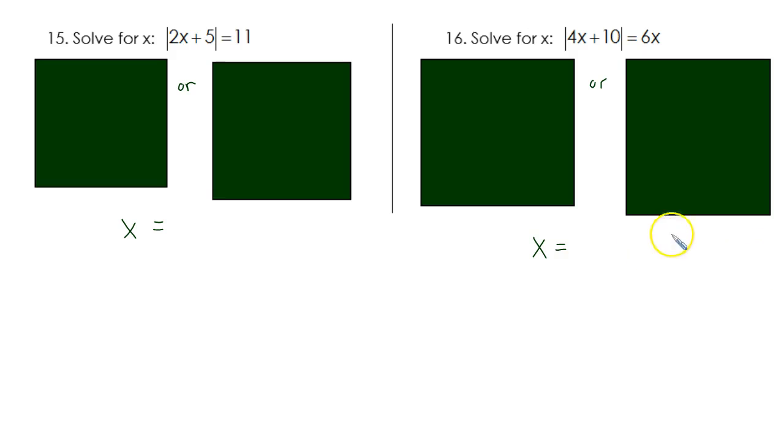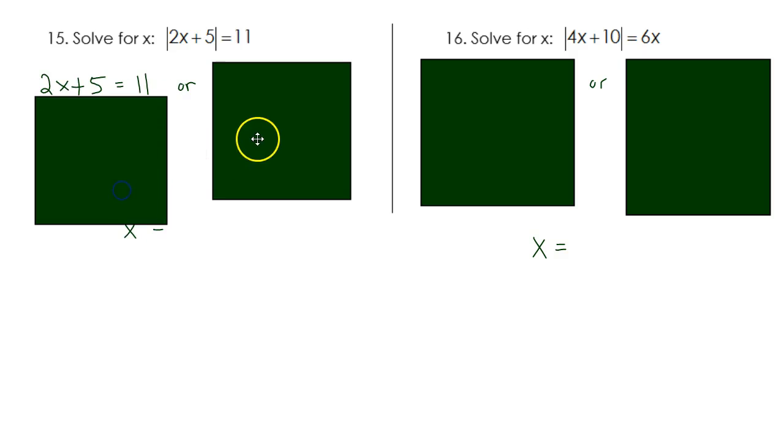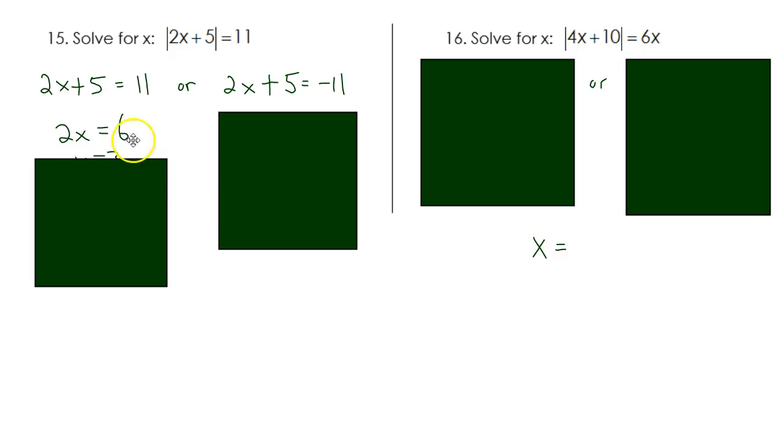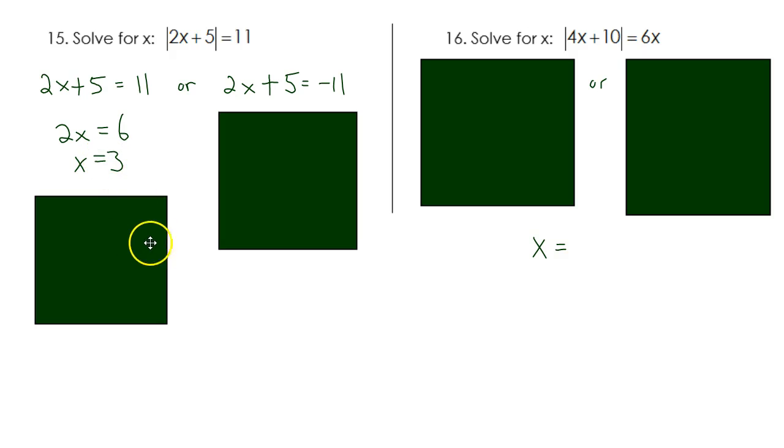Our final two examples today. 2x plus 5 equals 11, and 4x plus 10 in the absolute value bars equals 6x. They both have the absolute value already isolated, so we'll set up our two equations. Starting with number 15, that gives us 2x plus 5 equals positive or negative 11. I'll start solving both of these by subtracting 5. On the left here, 11 minus 5 is 6. Then I'll divide by 2 to get x by itself to get 3.